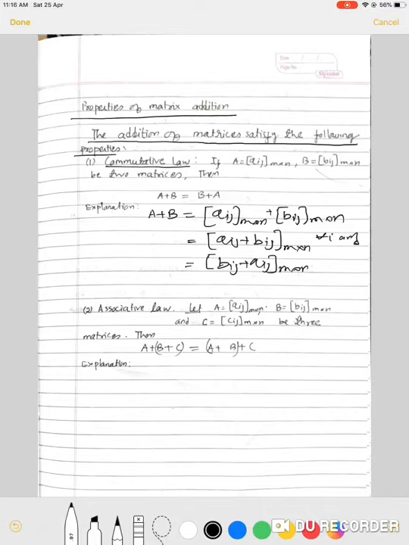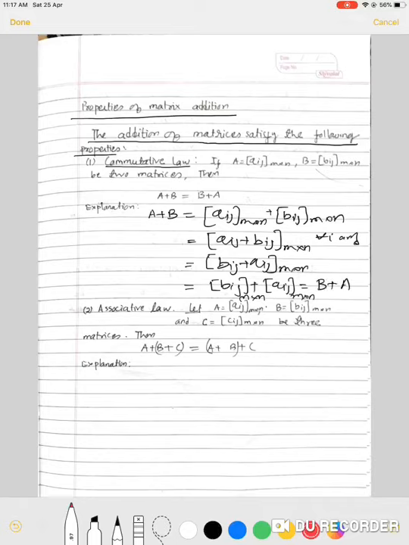Why? Because addition of two real numbers is commutative. So we can write here Bij plus Aij is equal to B plus A.